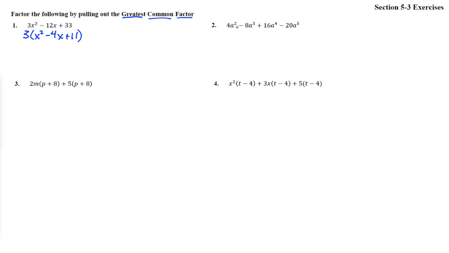All right, number 2. Is there anything common amongst all of these? They all have an a in them. Looks like a squared is the maximum we can get that's in all of them. What about numbers? There's a 2, a 4. 4 goes into all of these. So we could pull out a 4a squared, and we're left with 1 minus 2a.